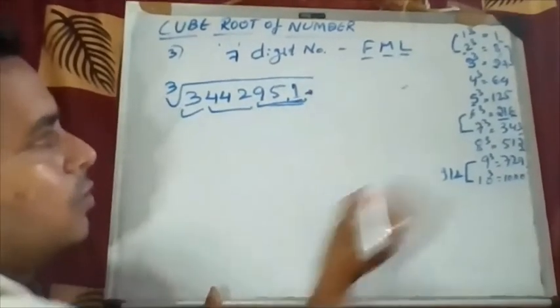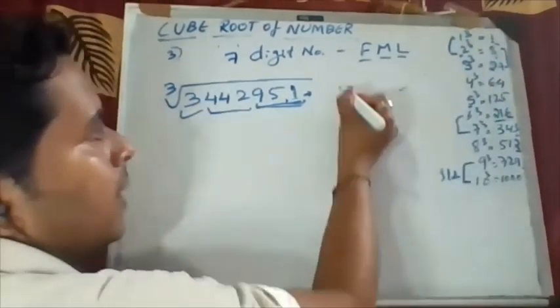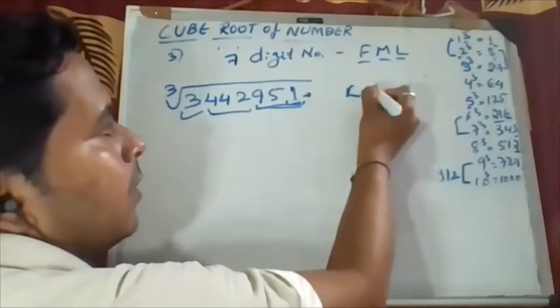Unit digit is 1. So उसका cube value क्या आता है? 1. The nearest corresponding value will be 1 only. So your last digit value will be 1.